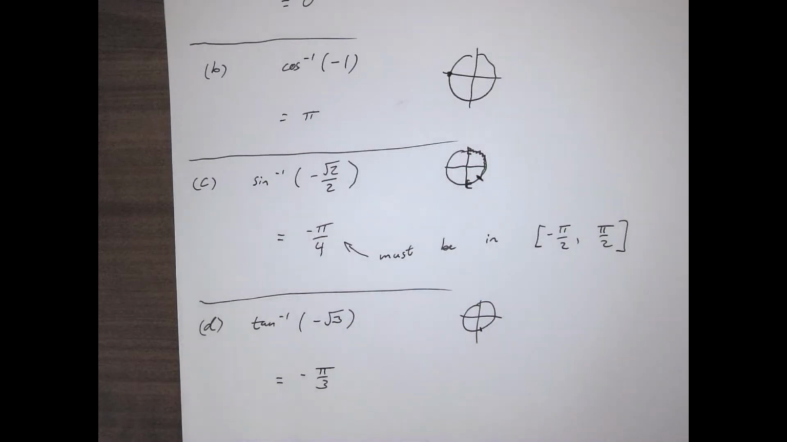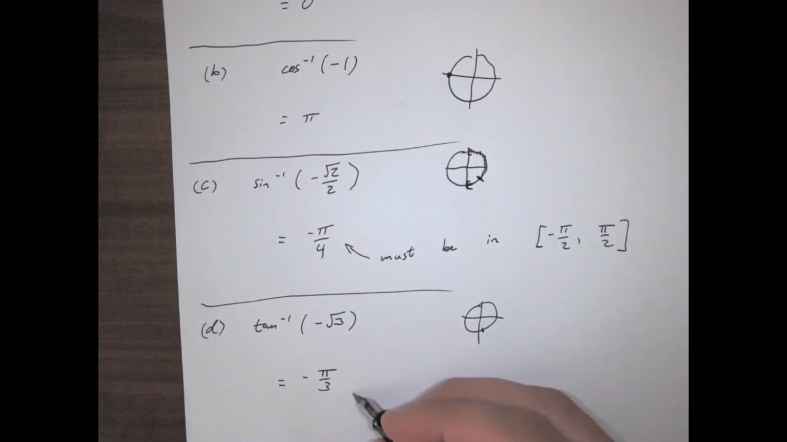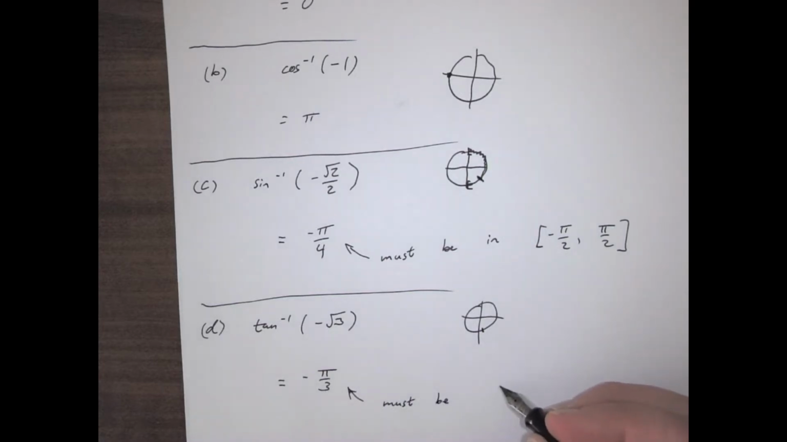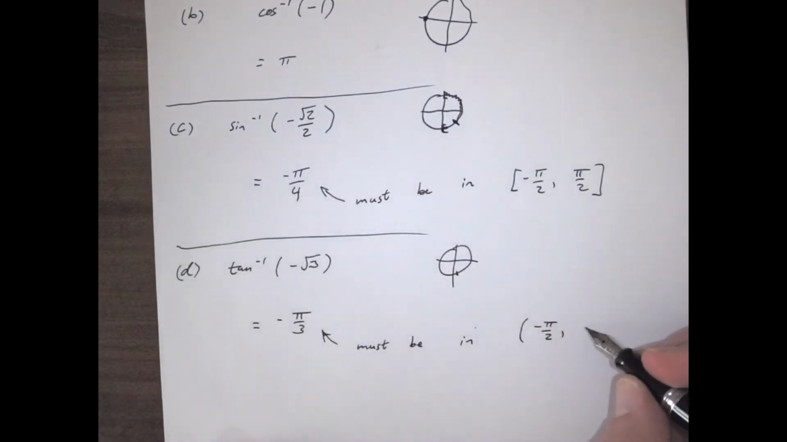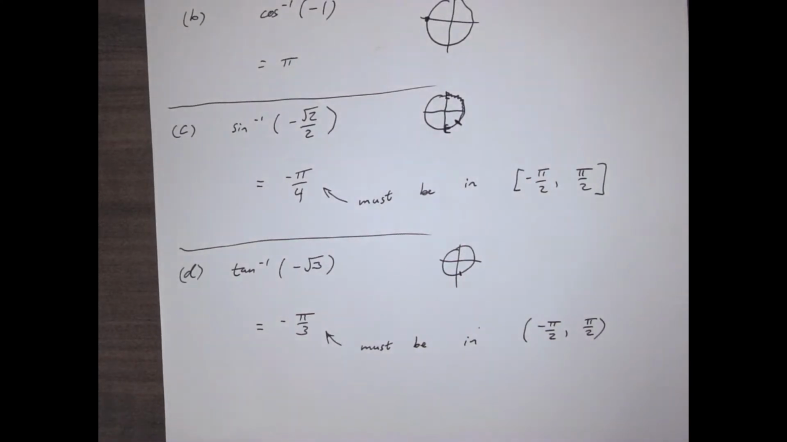And again, the answer must be whatever the version of the angle is that is between negative pi over 2 and pi over 2. The only difference between tangent and sine in this regard is that tangent doesn't include the endpoints. Okay, but you get the idea. So you just have to figure out where on the unit circle it is that we're talking about, and then you just have to find the version of that angle that makes that happen.